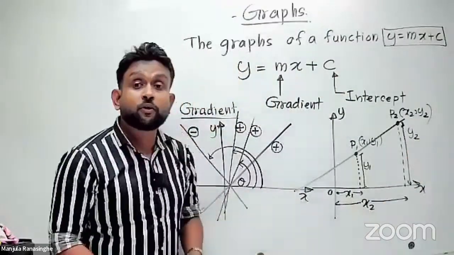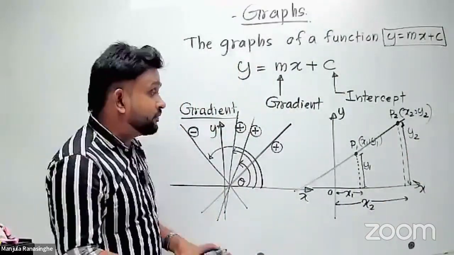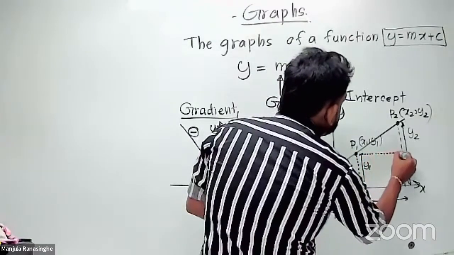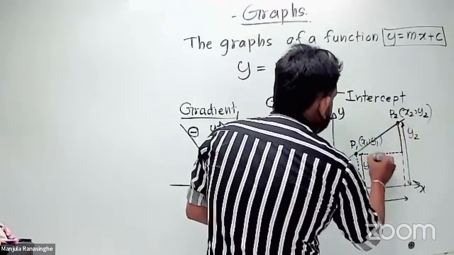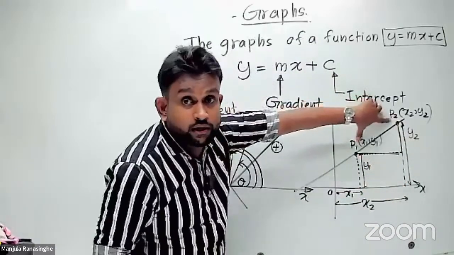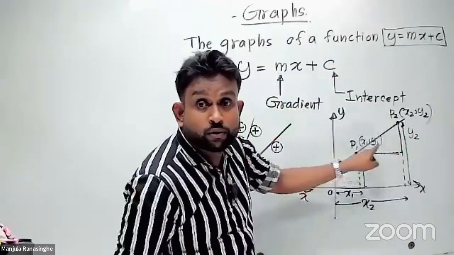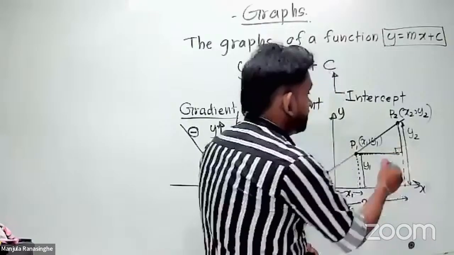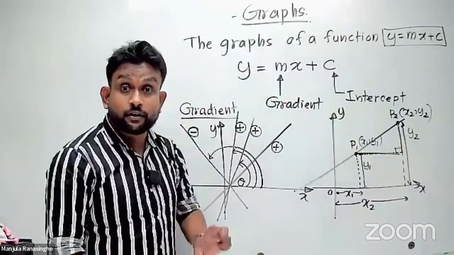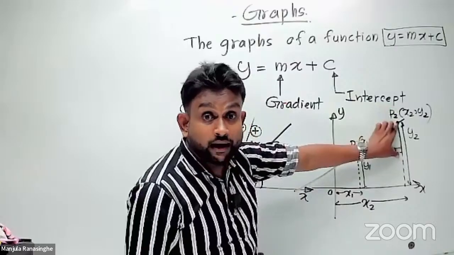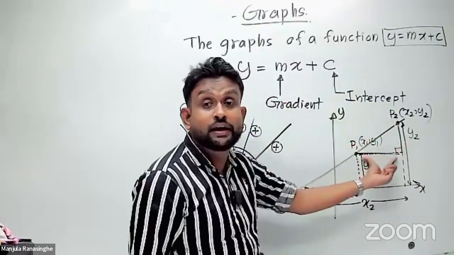Okay, but then how to find the gradient? So I make a right angle triangle this way. You can see this is the right angle triangle I create, with P1 P2 as the hypotenuse. Then what is the gradient? Gradient is defined as this vertical height divided by the horizontal length.